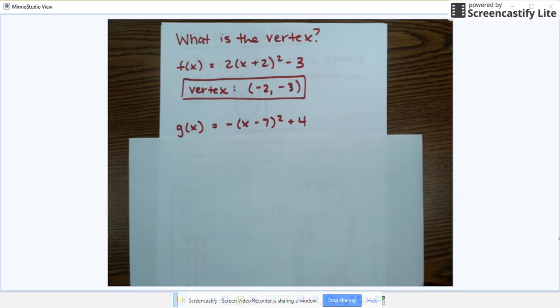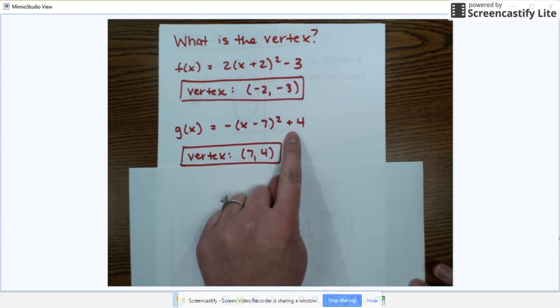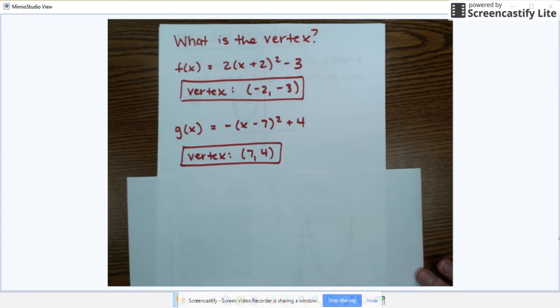Again, what's the vertex of this function? Well, opposite of that h is 7, and then a positive 4, so 7, 4.